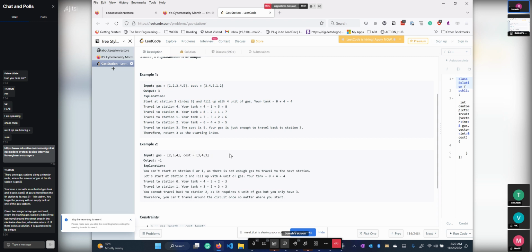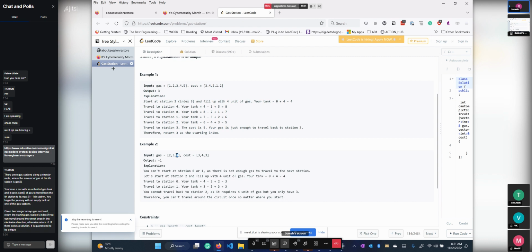Let's look at the next example. It's a simple three stations here. There is no solution for this. See, we are saying gas is 2, 3, 4 and cost is 3, 4, 3. So you can't start at 0 or 1 as there is not enough gas. If you start from 0, you take 2 liters, but you can't travel 3 liters of distance. Now take 3 liters, but you can't travel 4 liters of distance.